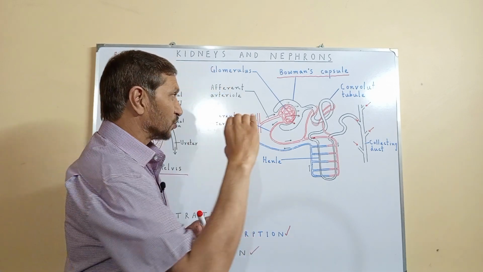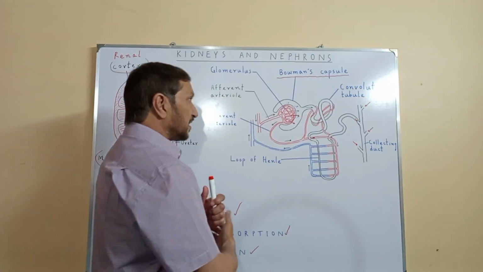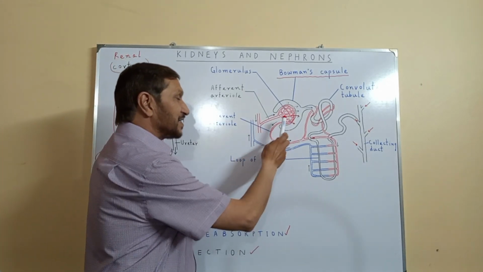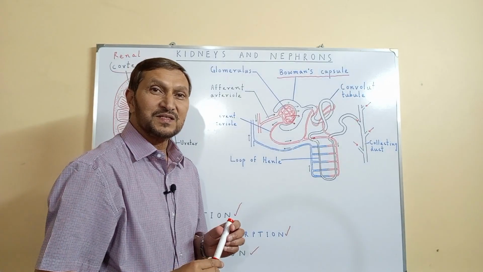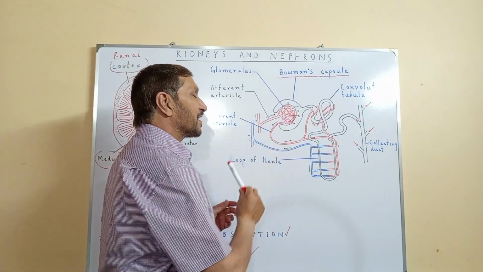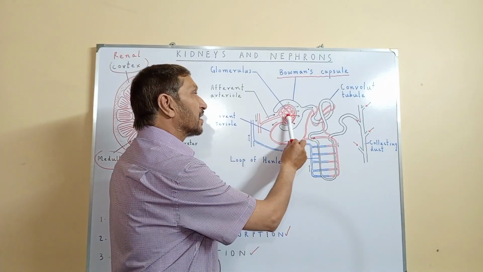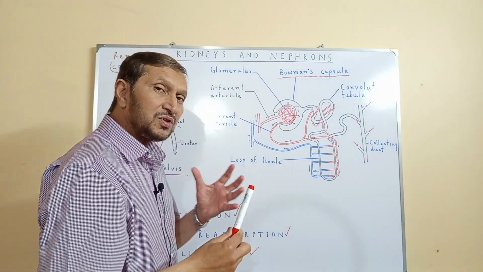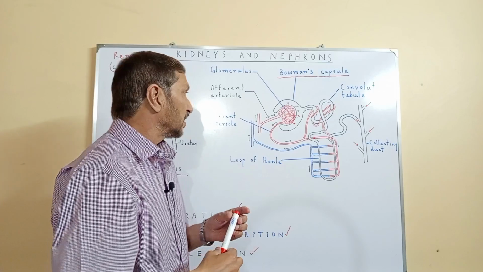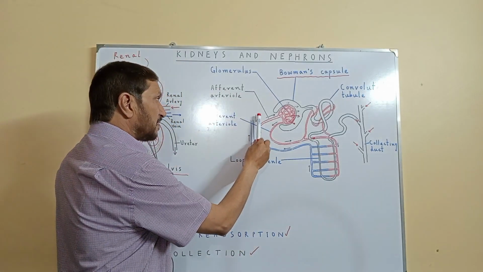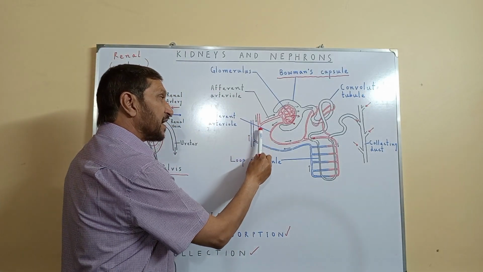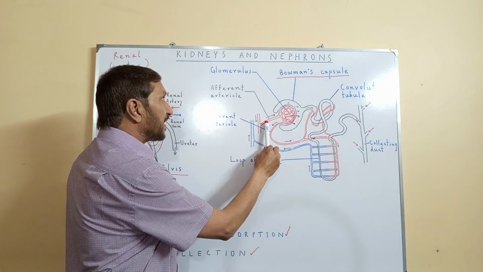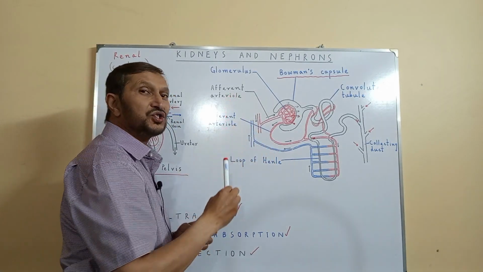So the Bowman's capsule is like this, and inside this Bowman's capsule we can see a network of blood capillaries. This network of blood capillaries is called the glomerulus. And how is this glomerulus formed? Here we can see an artery which I draw with red color. This artery divides into a small arteriole.